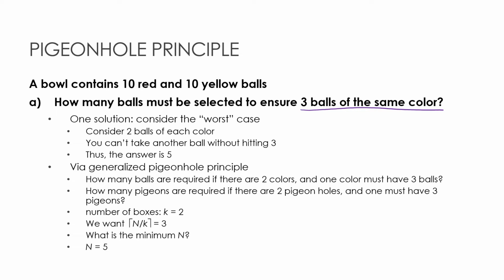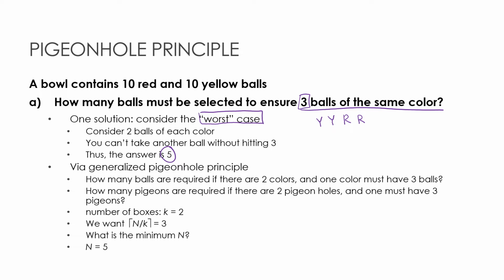So I can look at it 2 ways. I can say let's look at the worst case scenario, which means the most number. So to get 3 balls of the same color, I could say my first one was yellow, my second one was yellow. I don't want to pick another yellow yet because that's not worst case, that's best case. Then I get a red, then I get a red. At this point I'm stuck because whatever I pull out next, yellow or red, that's going to give me 3 of the same color. So the answer is 5.